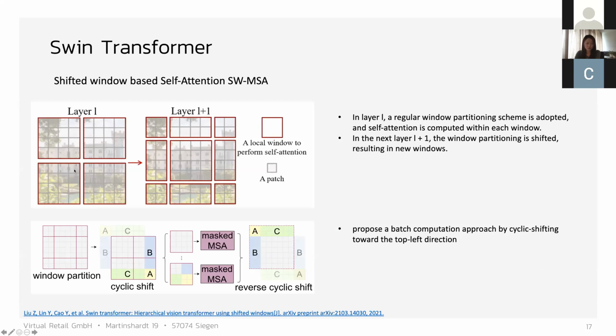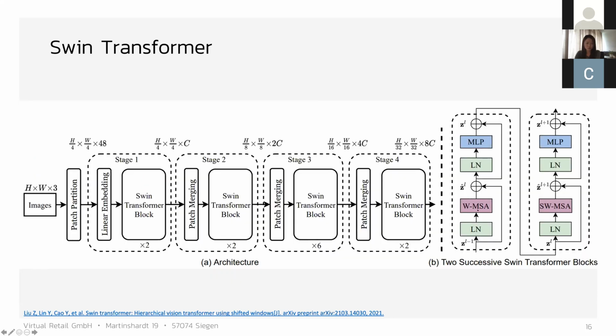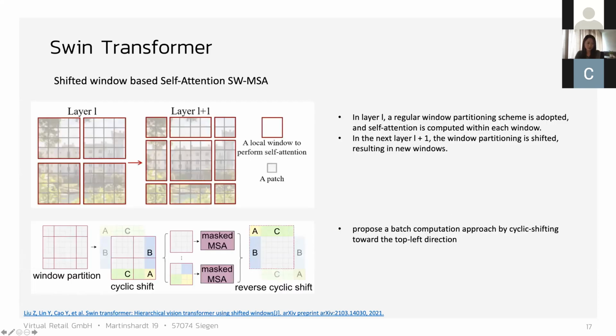In the first block, with this window MSA, you calculate attention only inside each of these windows. And in the second part, you shift the window, in this case by 2 blocks to the bottom and right side. And you end up with windows split like this. This is not ideal. You have different sizes and it's not efficient to calculate.